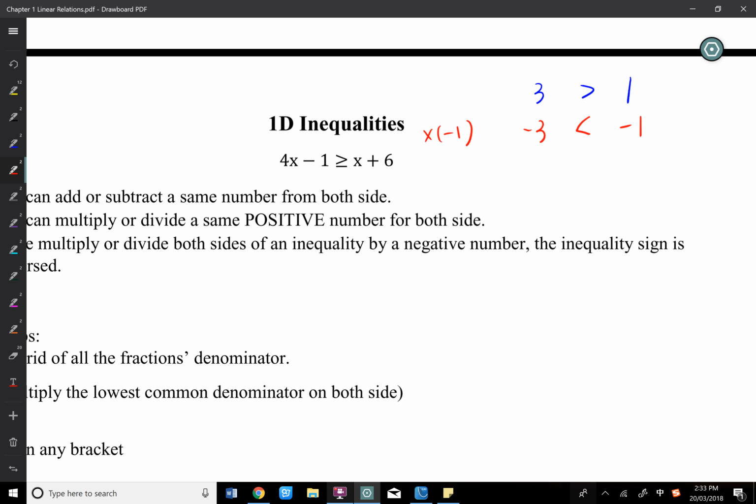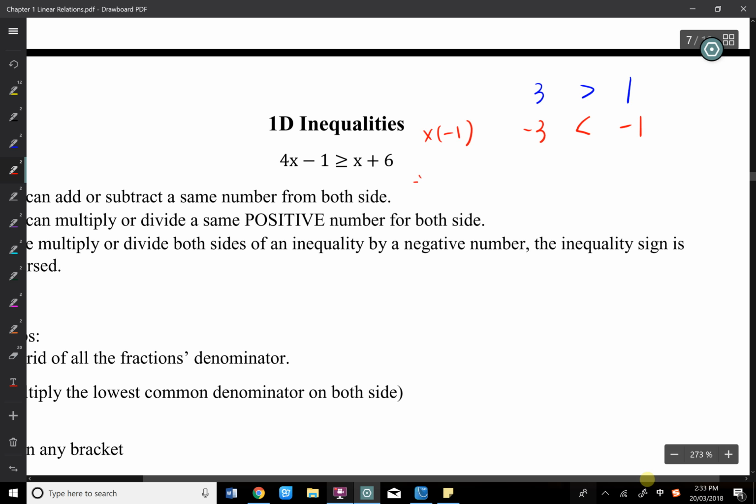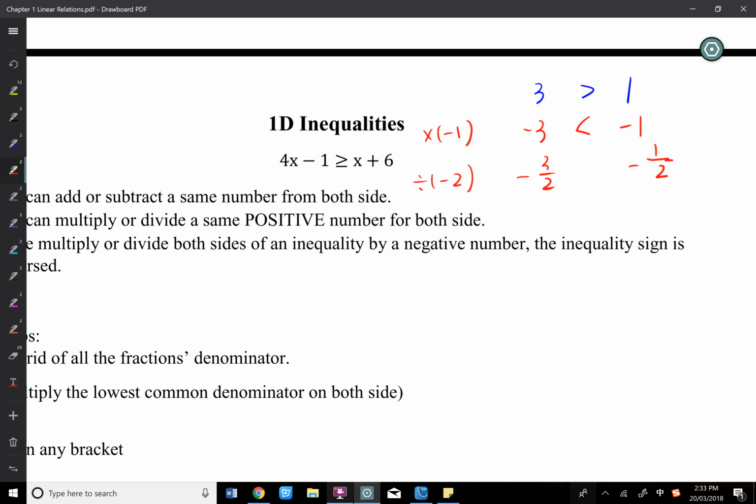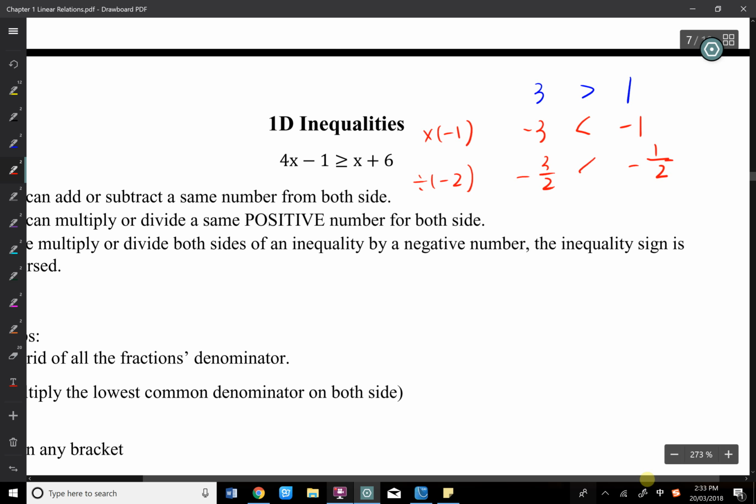Now let's divide by, let's say, -2. What I have here is -1.5, and on this side we have -0.5. I'll write in fraction form: -3/2 and -1/2. Which one is larger? -1/2 is larger, so it will be a smaller sign.